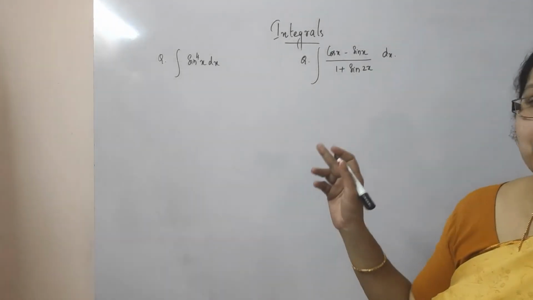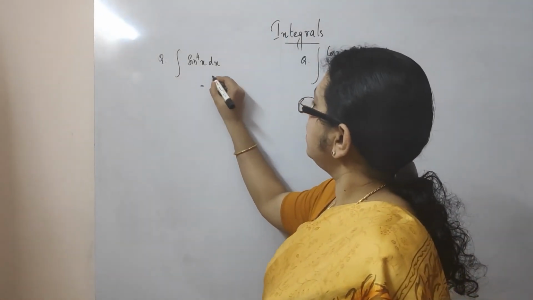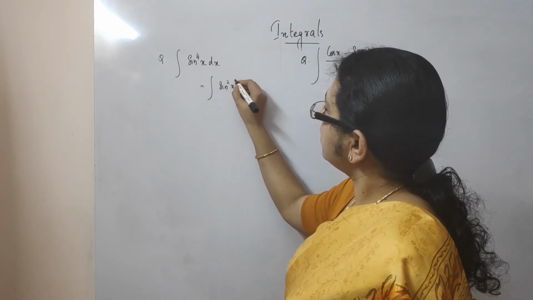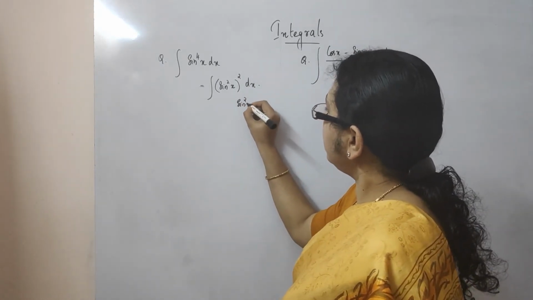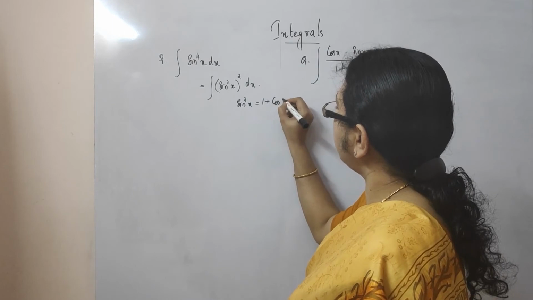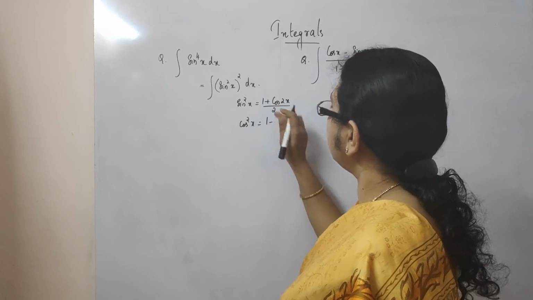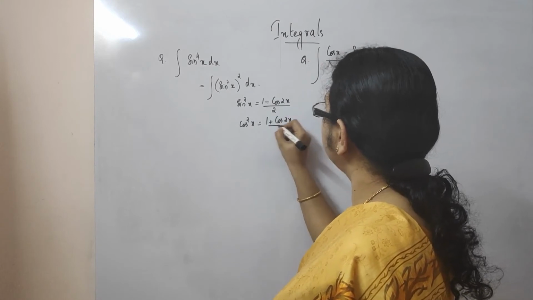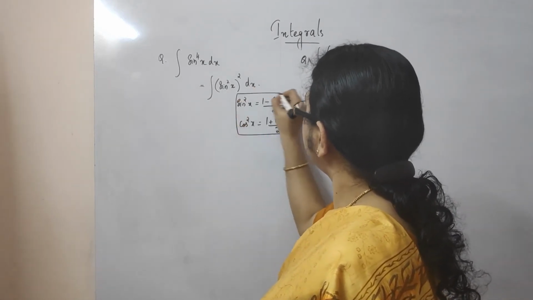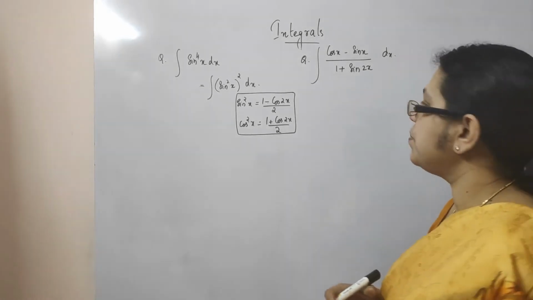Clear? Okay, now we are going to integrate integral of sine raised to 4 x dx. Now this is same as integral of sine squared x the whole square into dx. Now I know that sine squared x can be written as 1 minus cos 2x by 2, and as well as cos squared x, how will I write? This is 1 plus cos 2x by 2. Okay, so keep in mind these two formulas. That is sine squared x is equal to 1 minus cos 2x by 2 and cos squared x is equal to 1 plus cos 2x by 2.